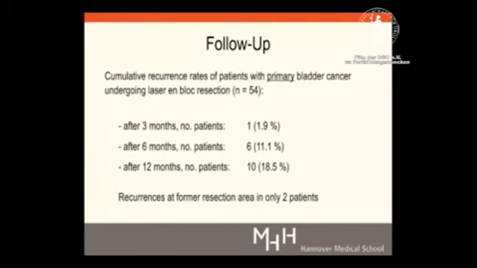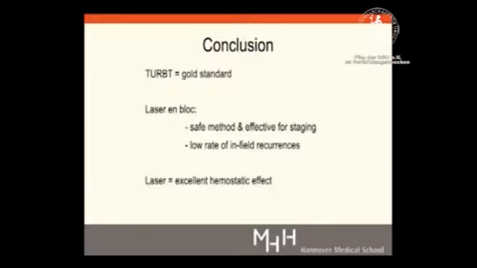Follow-up. Cumulative recurrence rates of patients with primary bladder cancer were 18.5% after a follow-up of 1 year. The rate of recurrences in the former resection area was low. Conclusion. Transurethral resection is the gold standard for the treatment and staging of non-muscle invasive bladder cancer. The current results show that laser en bloc resection is safe and effective for both treatment and staging of non-muscle invasive bladder cancer. Laser devices might be favored when treating patients under anticoagulants due to their excellent hemostatic effect.